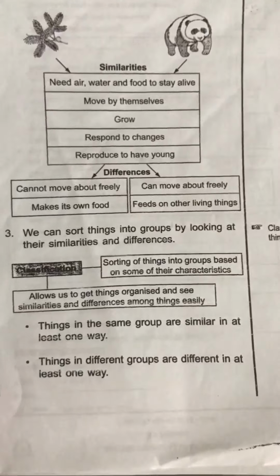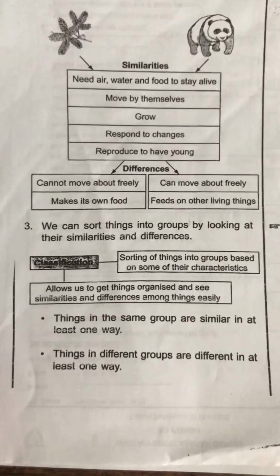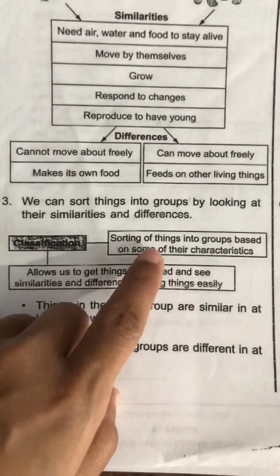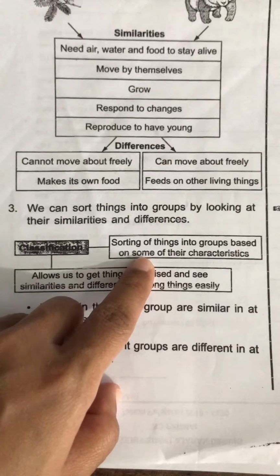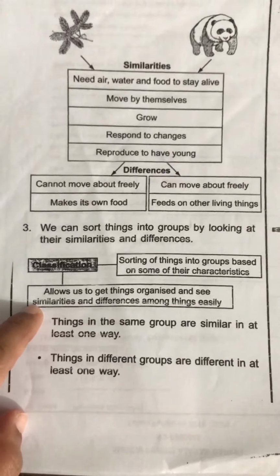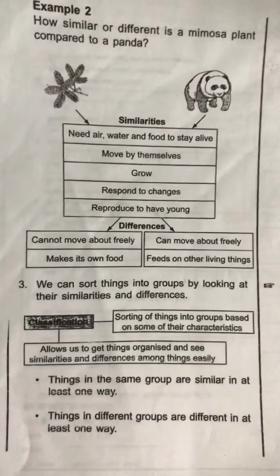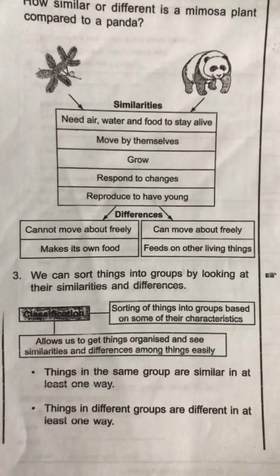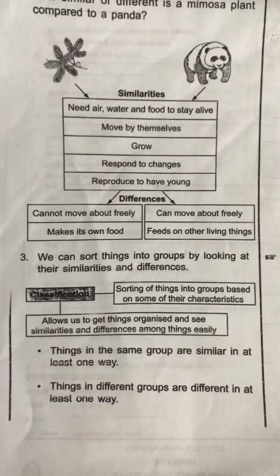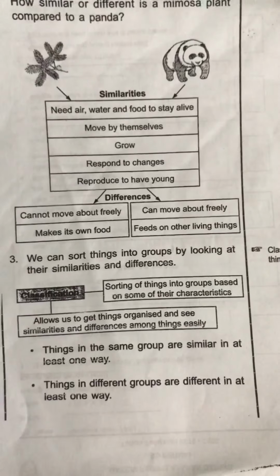We can see on number 3 here, we can sort things into groups by looking at their similarities and differences. Okay, this is the classification. By sorting things into groups based on some of their characteristics, it allows us to get things organized and see similarities and differences among things easily. So it will make our work easier by looking at the similarities and the differences. So things in the same group are similar in at least one way, and things in different groups are different in at least one way.